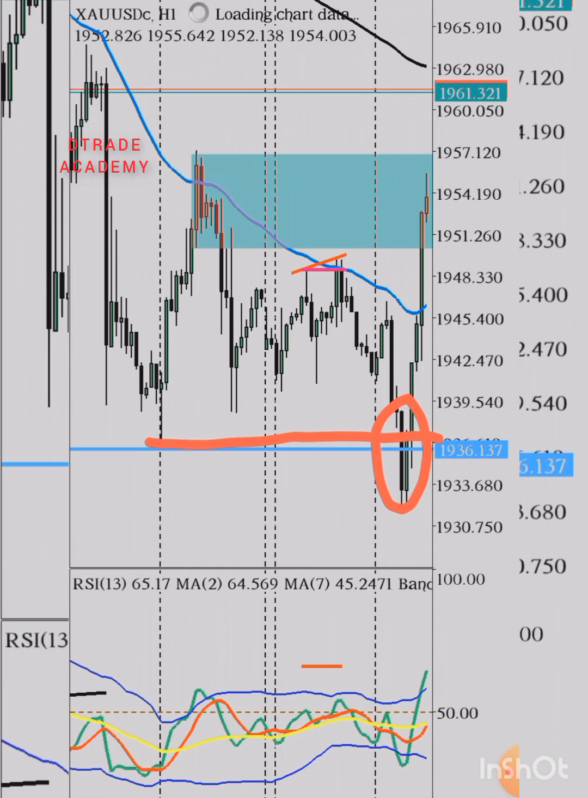Now the second phase, after the first phase, we expect markets to follow the second phase. The second phase is now reversal. Now, how do we know when to pick the reversal? We look at our previous day low or previous week low.